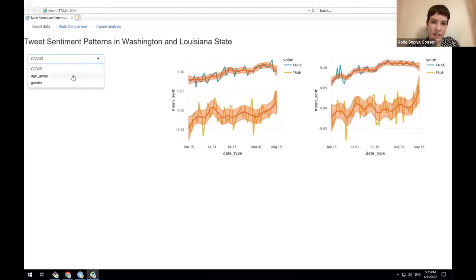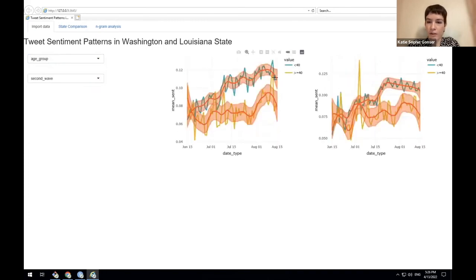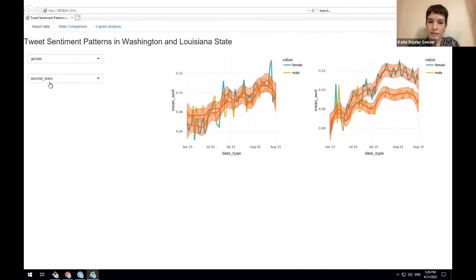And we can also look at age groups. So we have in blue here users that are over 40. In orange here we have users that are under 40. And we can also look at gender here. It's not a very clear distinction in Washington, but in Louisiana, there's a clearer distinction for the second surge. So this is the first page.